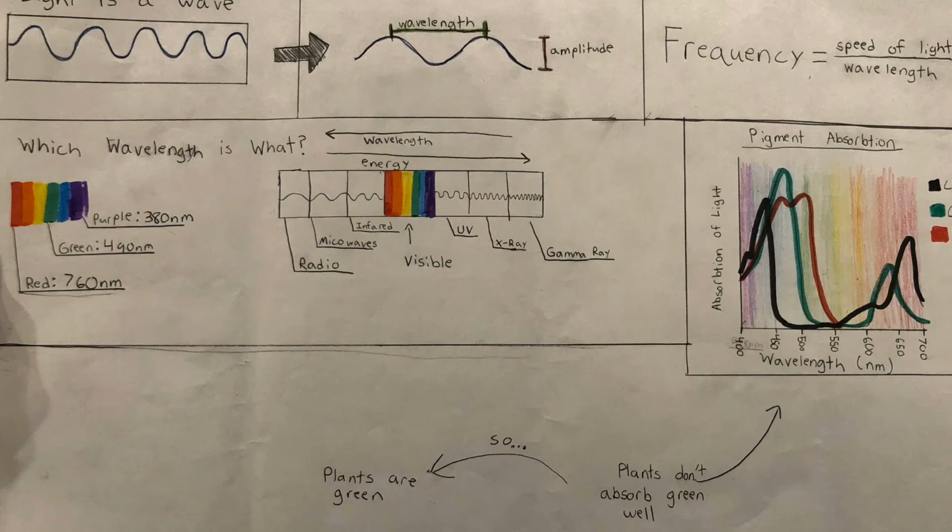The nature of light. Light is a wave. How long that wave is determines wavelength, and how high it is determines amplitude. Frequency is the speed of light over wavelength. So, which wavelength is what?